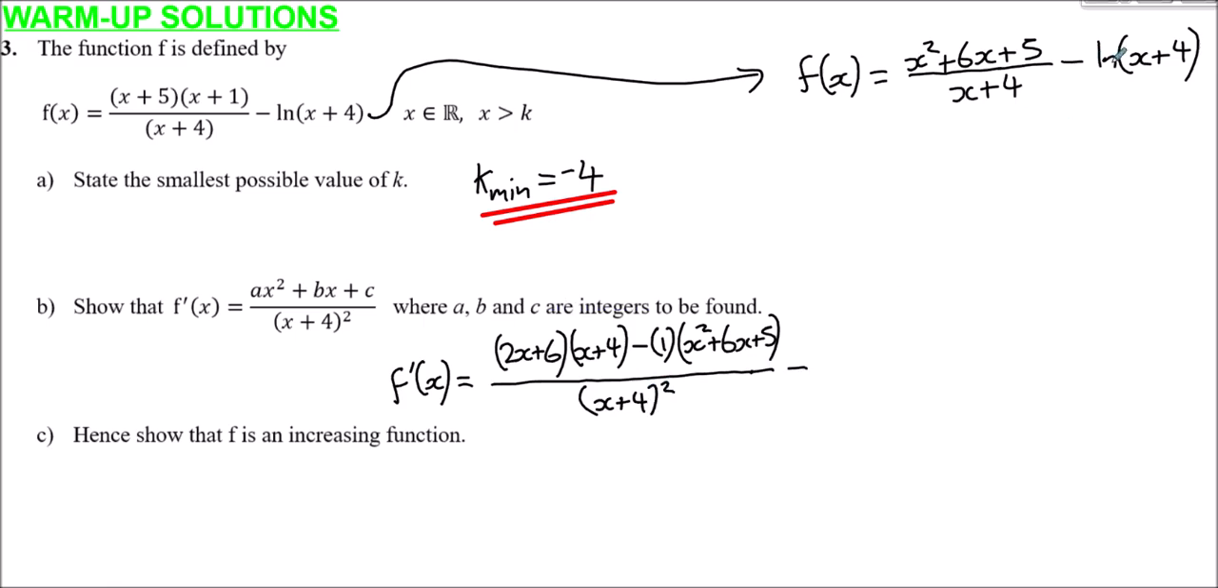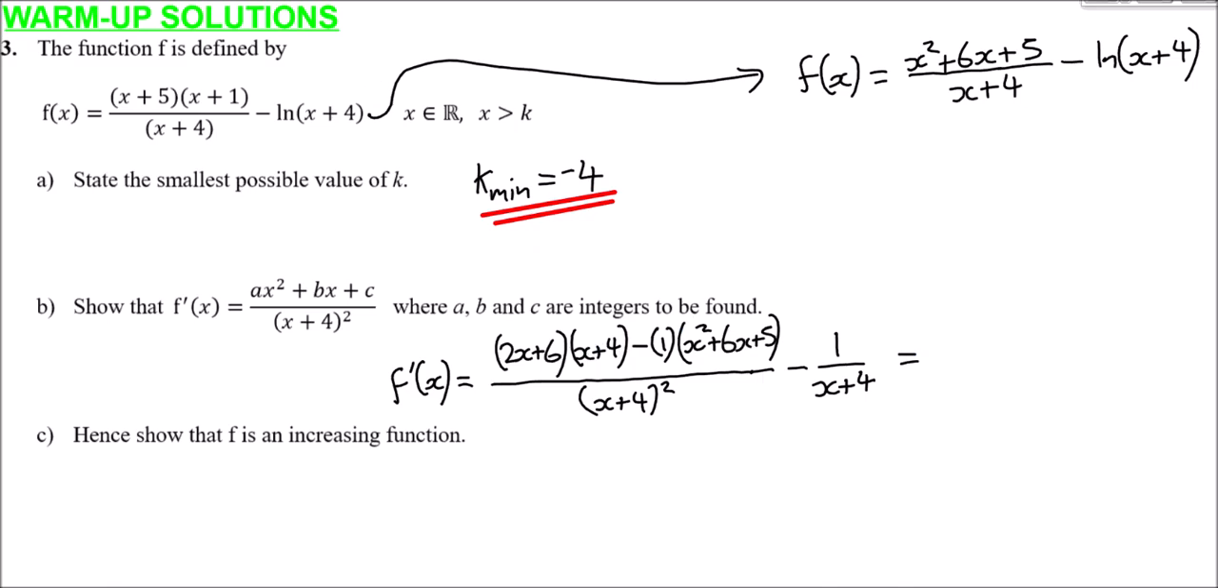And then if I differentiate the natural log, differentiating ln of x will be 1 over x. You can use the reverse chain rule if you really want to, but differentiating ln of x plus 4 just gives 1 over x plus 4. So obviously this just needs to be neatened up and expanded.